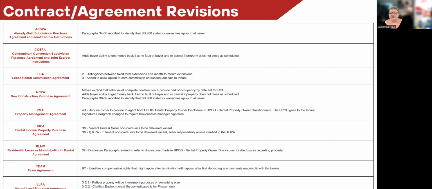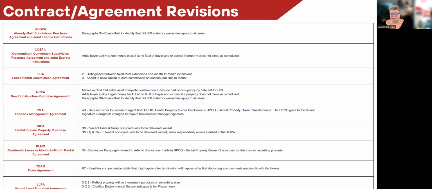There's also a clarification regarding leases. A lot of the updates to these forms are lease and rental related. It distinguishes between fixed term extensions and month-to-month extensions for your commission agreement, and whether the agent is allowed to earn a commission on a subsequent sale to the tenant that they placed, if that tenant chooses to buy the property and that works out. The RIPA is clarified. That's the rental income property purchase agreement.